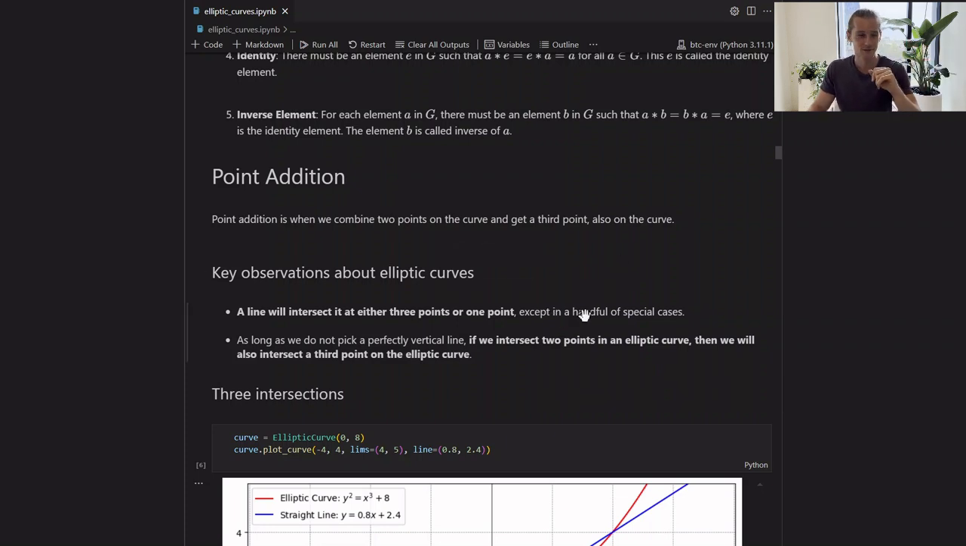And another key observation is that as long as we don't pick a perfectly vertical line, so a line that goes straight up and down perfectly, and we intersect the elliptic curve at 2 points with the straight line, then it's guaranteed that we will intersect the elliptic curve at a 3rd point. Now this is very, very important for point addition. Let's look at the 3 different scenarios. So 3 intersections, 1 intersection, and a vertical line, and then we'll talk about how point addition actually works.